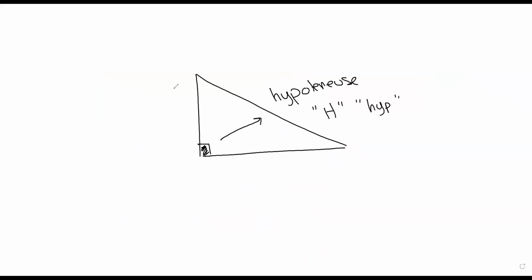Now, what about the other two sides? Do they have names too? Yes, they have names. The other two sides are called the opposite, and the opposite is labeled by capital O, or if you wish to write OPP, it's up to you. And the third side is called the adjacent. And again, the adjacent can be labeled by capital A, or if you wish to write the first three letters, which is A, D, J, it's totally up to you.